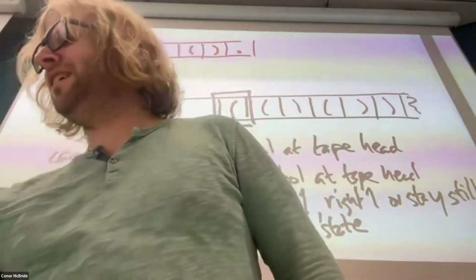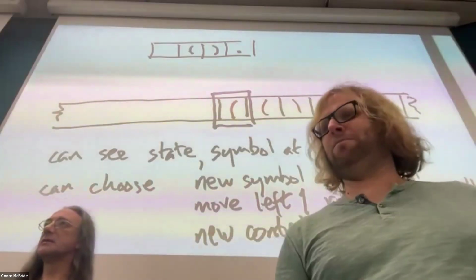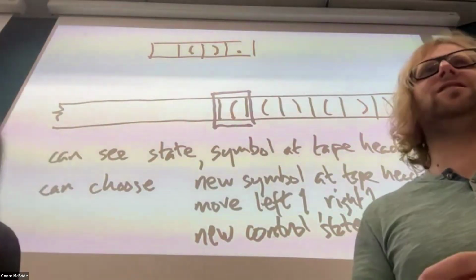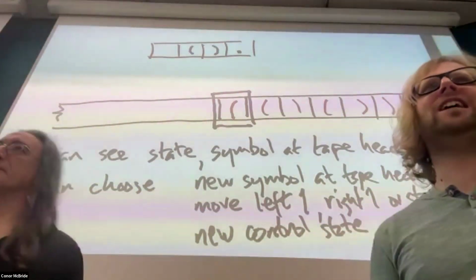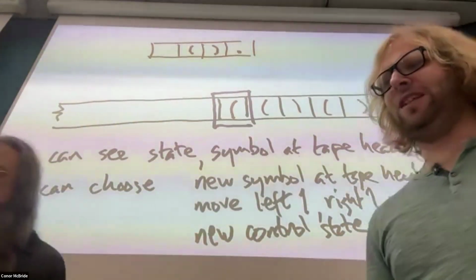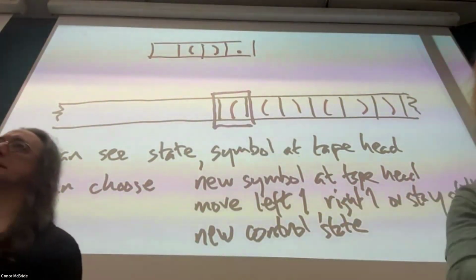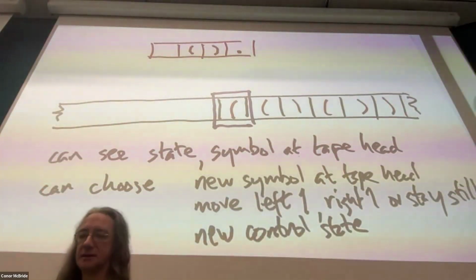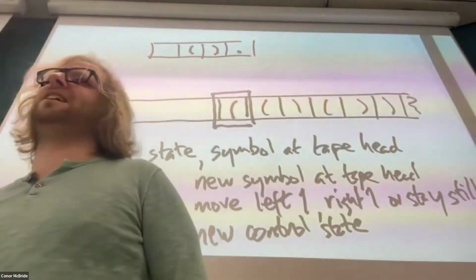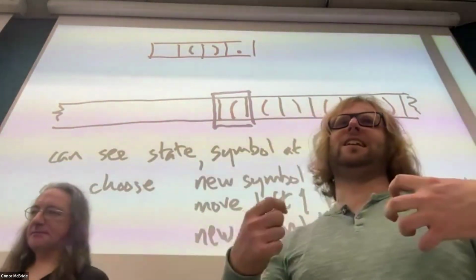It can see the state and the symbol at the tape head. And then to move to the next step, it has to choose a new symbol, which of course could be the old symbol. So it doesn't have to change the symbol. It can philosophically change it to the same thing it was, which is no change at all. Similarly, it doesn't need to choose a different control state. It could stay in the same state, but it has to say what the control state is after this step. It can also choose to stay still. Moving left, moving right, or staying still, that's a choice you have to make.